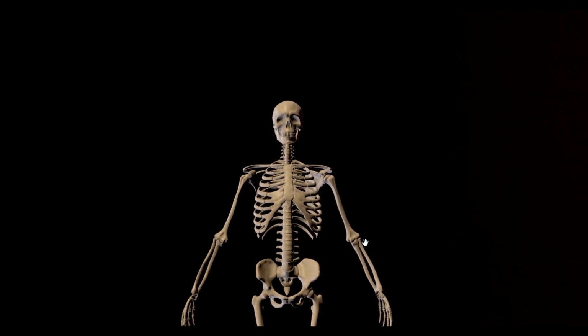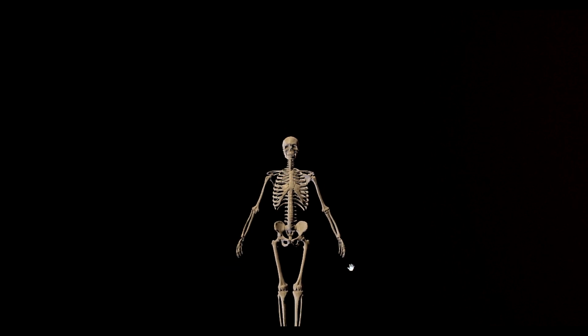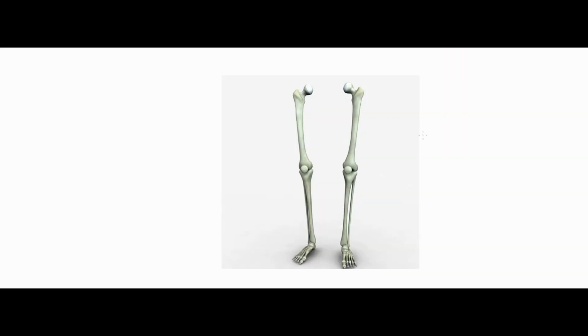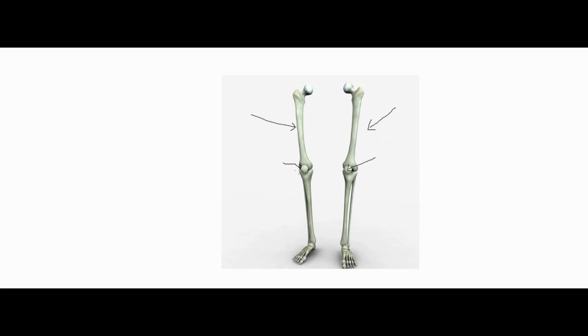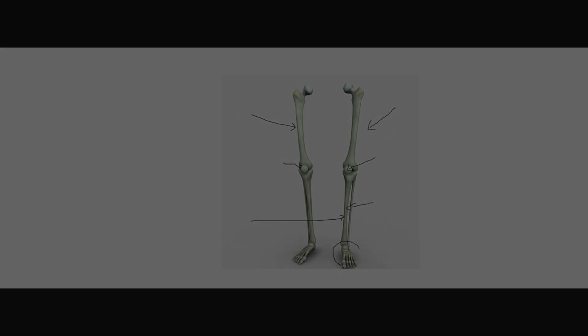Now returning to the main skeleton, we will study the legs. Let's see this diagram first. This is the femur, one on each side. Then we have the kneecap, or the patella, which is also one on each side. Then the shin bone is called the tibia, and the thinner bone on the back side is called the fibula. Tibia and fibula.